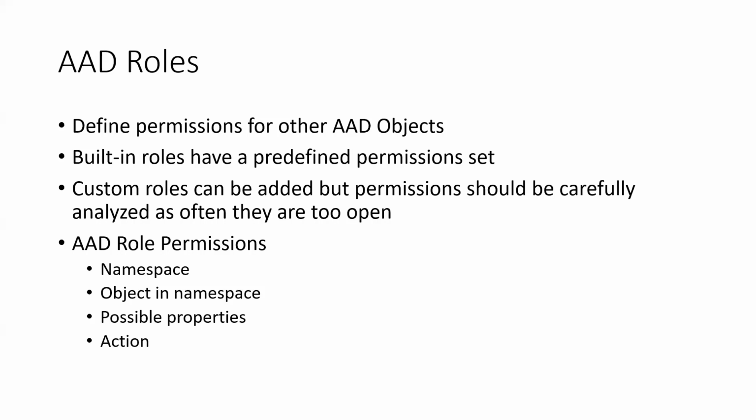So AAD role permissions have a namespace, an object in the namespace, and properties. Sometimes people put sensitive data in the role properties, so that's something to look out for. We'll touch briefly on that as well.